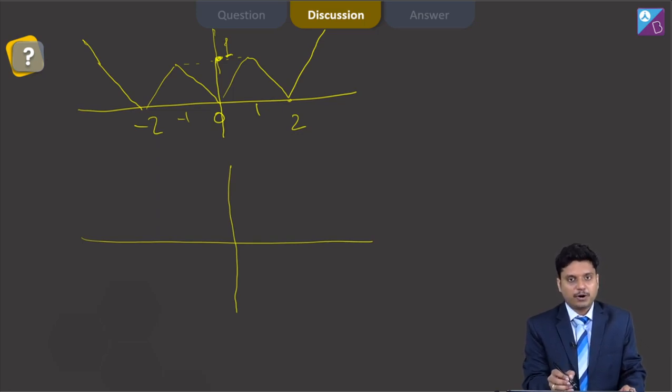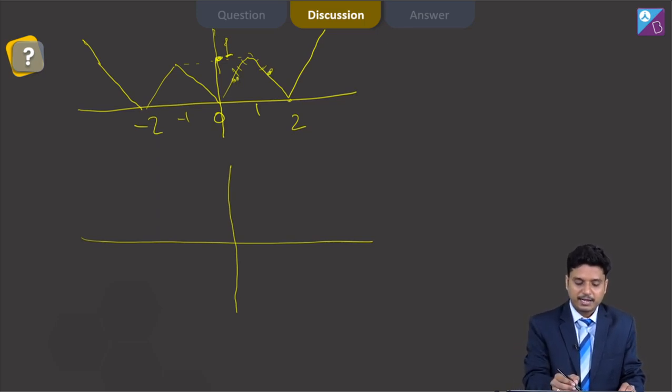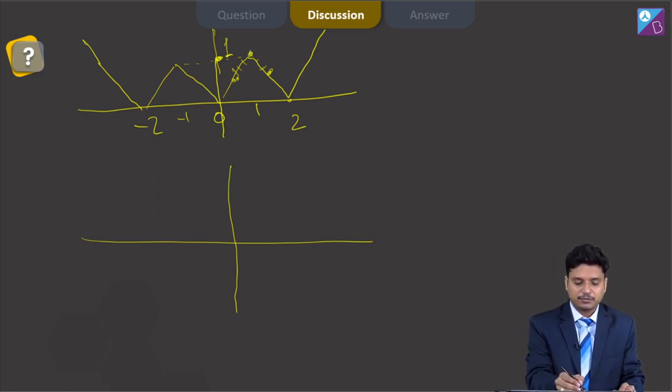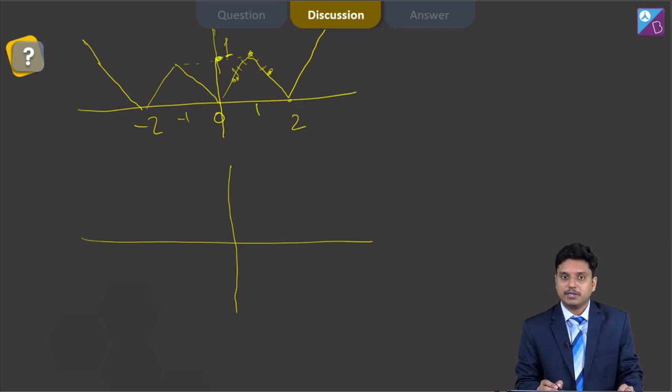For g of 0.5, first of all I have to go from x equal to 0.5 to 1.5 in this section. So 0.5 to 1.5, these will be the possible values of f(t), in between f of 1.5 and f of 2.5. So what is the maximum value actually achievable in this interval? That is this one. So g of 0.5 will be equal to 1.